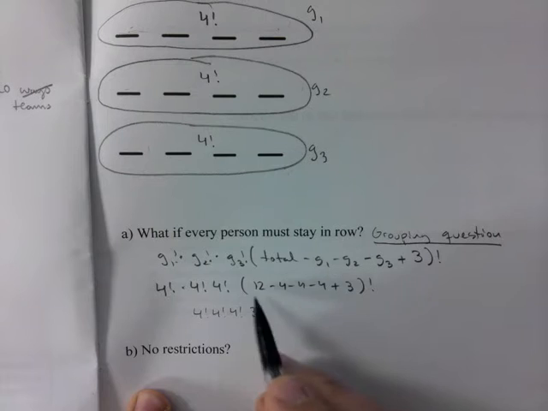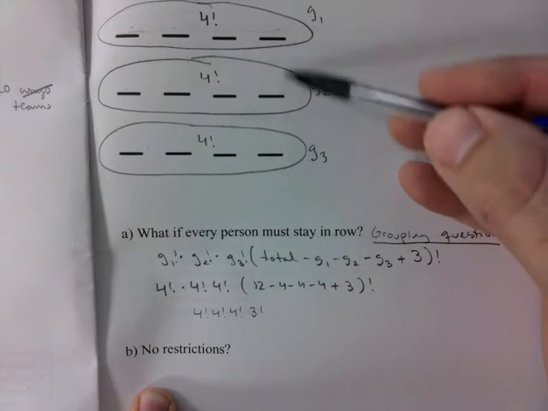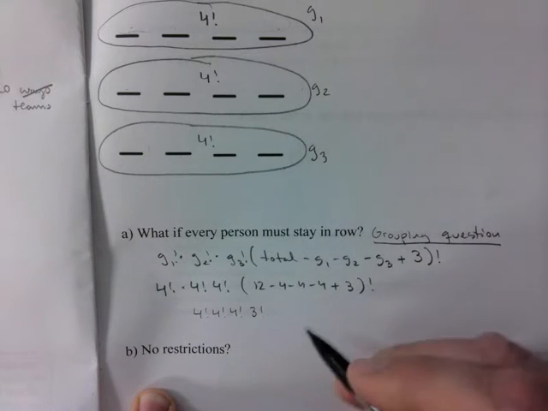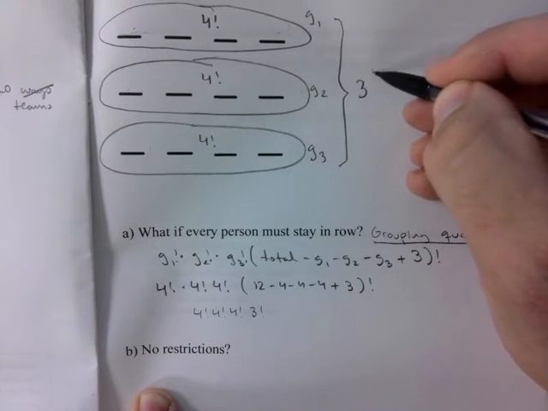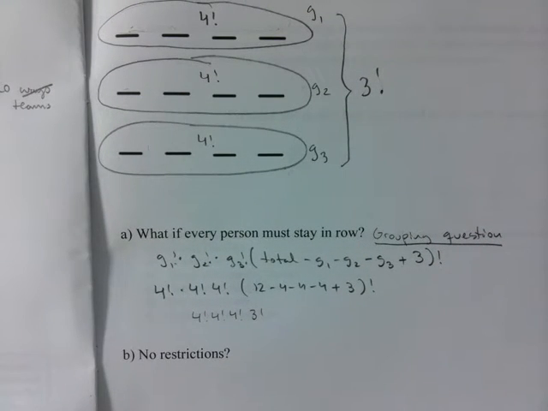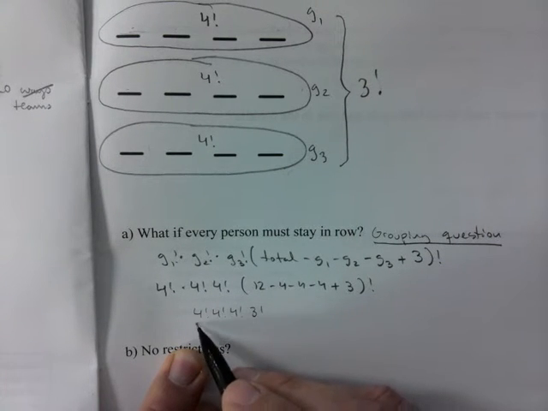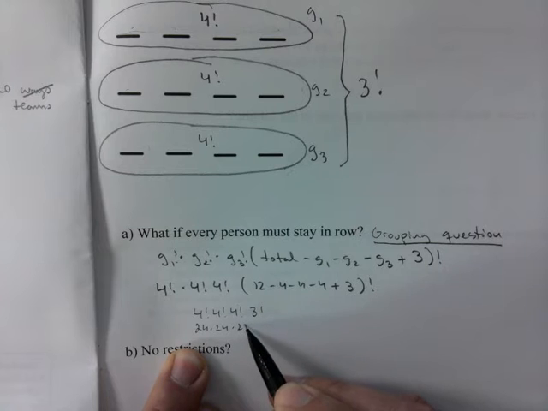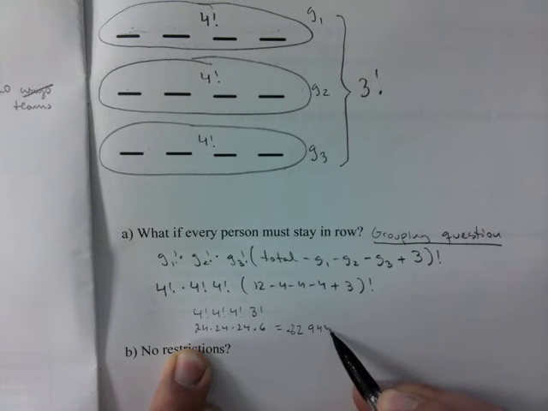So this part right here is just to make sure that it always works, but you could have predicted that it would have been 3 factorial, right? So I will put this up here, just go 3 factorial, because you can move the rows as long as the people stay in their row, you can still move the row itself, okay? I'll just tell you this. This is 24 times 24 times 24 times 6, right? And that's 82,944 ways.